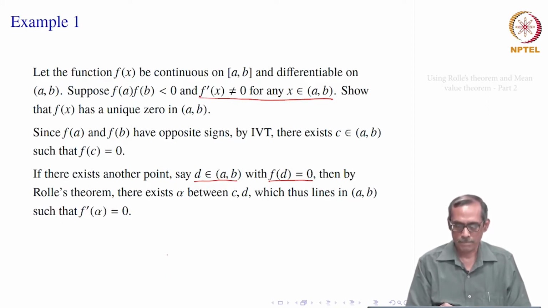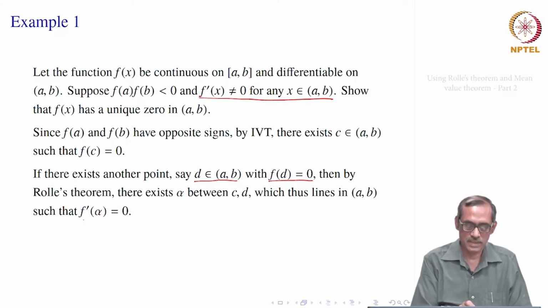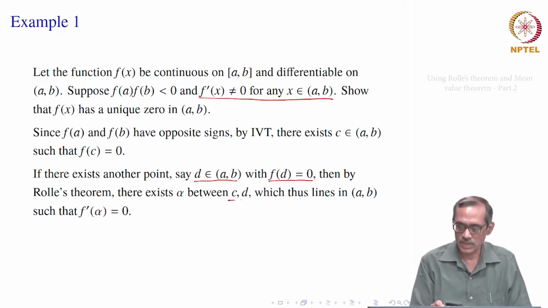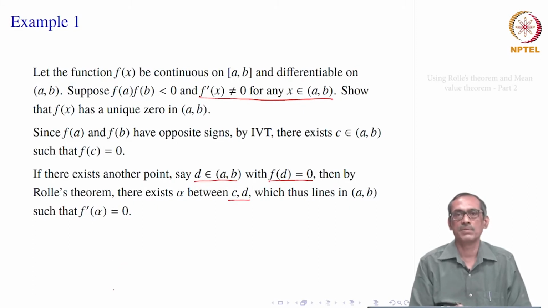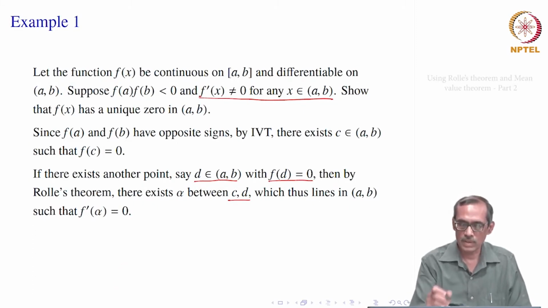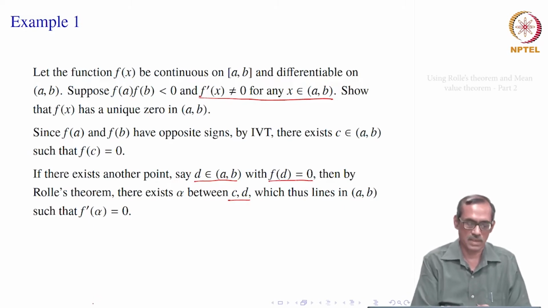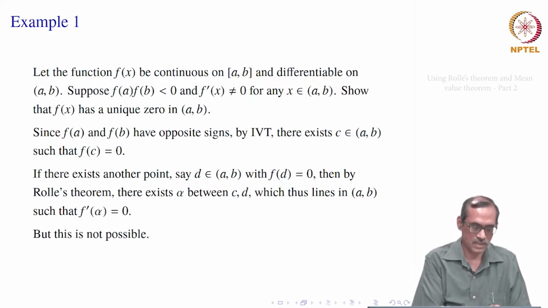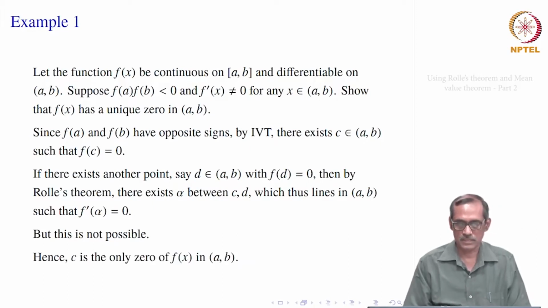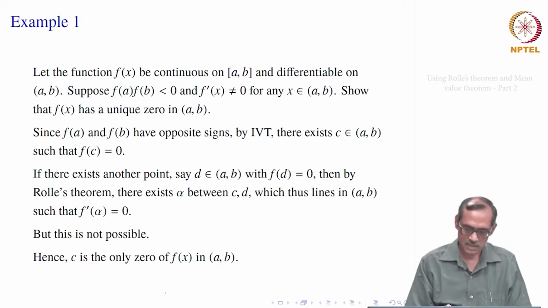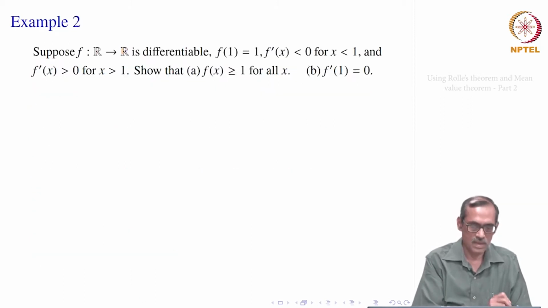So, on this closed interval [c, d], f is continuous, and on the open interval (c, d) it is differentiable. That is what we need for applying Rolle's theorem. Then Rolle's theorem says that there exists a point between c and d, say alpha, where f prime alpha must be equal to 0. But we know that f prime x is never equal to 0 inside (a, b). So, that is the contradiction. Therefore, there does not exist another point. So, c is the only 0 of f(x) inside the interval (a, b). This is how we will be using Rolle's theorem.